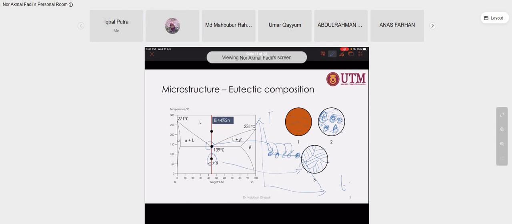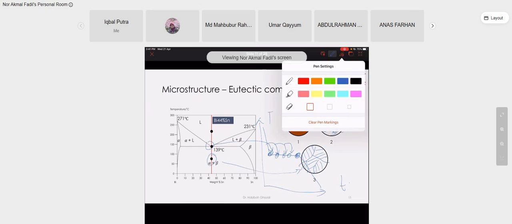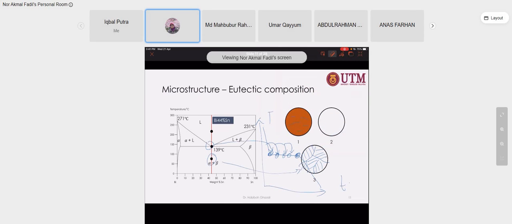Okay, a lamella structure. You can draw like this. Okay, so this is liquid. This is a lamella structure. Okay, like this. Okay, the nucleation of lamella and the grain inside the liquid.